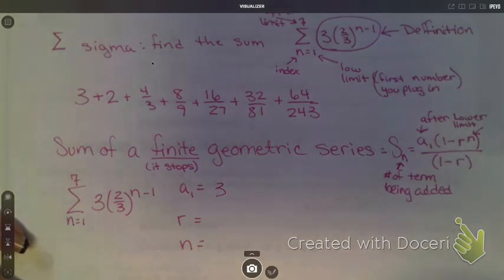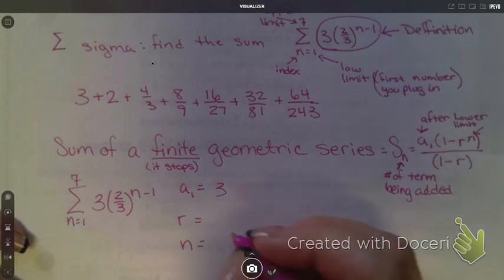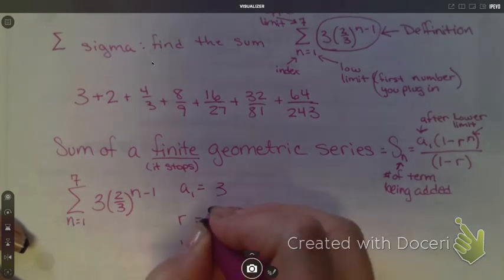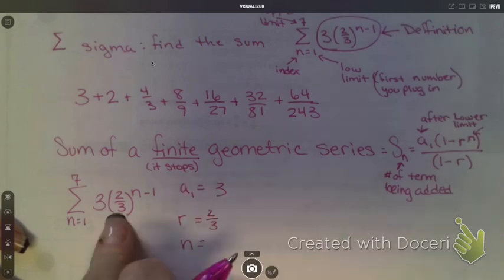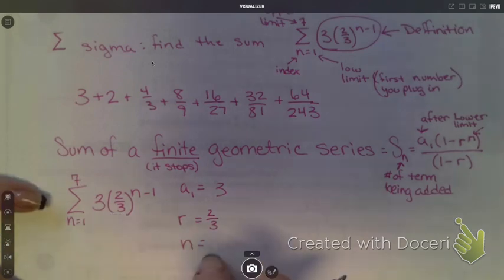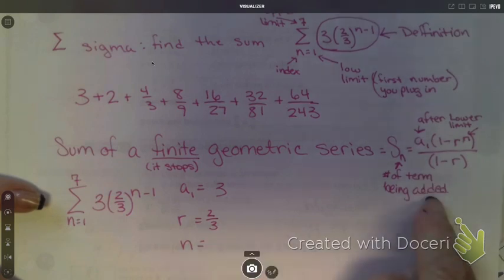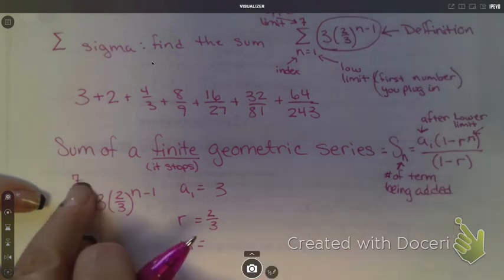What's R? 3. Nope. R is the ratio. It's the base of the exponent. What's R? 2/3. R is always going to be the base of the exponent. Always, guys. Okay? And what is N? 3. Nope. What is N? The number of terms being added. 1, 2, 7. So how many is that? 7.